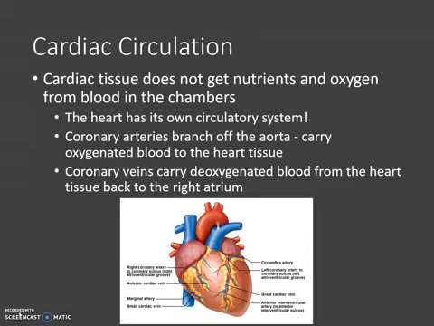in which coronary arteries branch off the aorta, and those arteries carry oxygenated blood to the heart tissue. Those arteries branch and branch and branch until they form capillary beds that are associated with the tissues that make up the heart. After the heart uses the oxygen and nutrients to make ATP, which is energy, to contract, the waste products get drained back through the coronary veins.